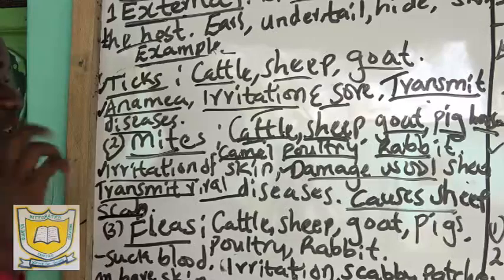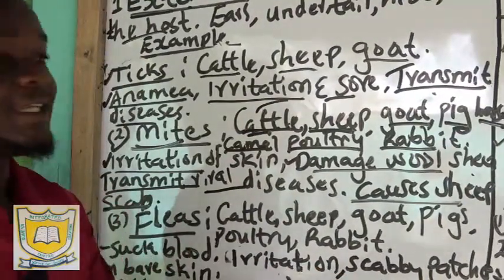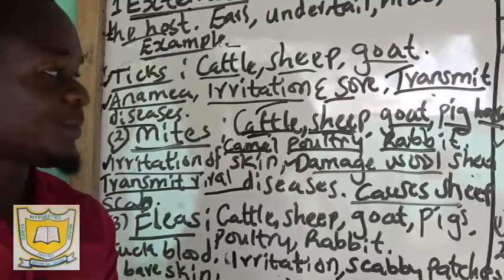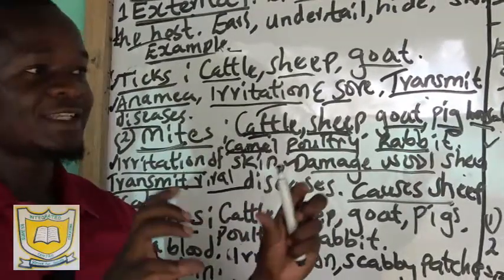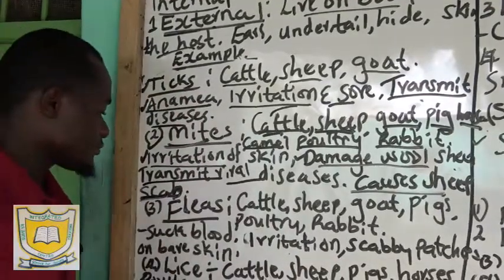Sheep scabby, this is just after irritation, we have those parts that are destroyed. When those parts are destroyed, it means it will leave a certain scar. That scar is what we call a sheep scab.